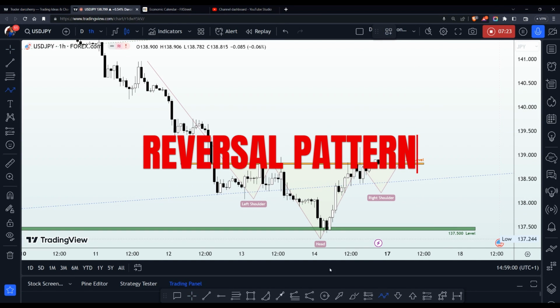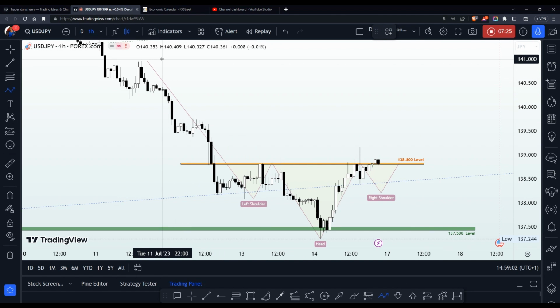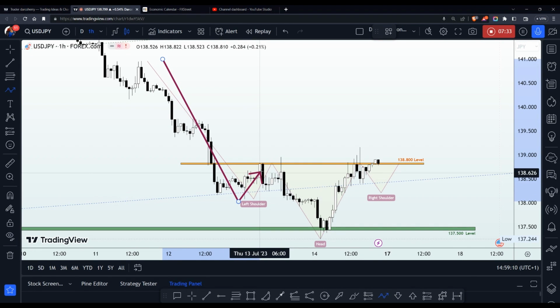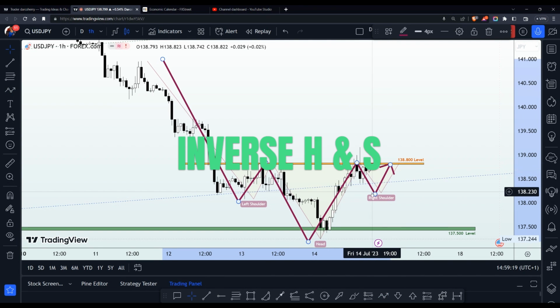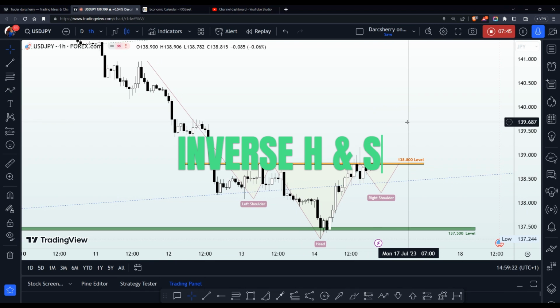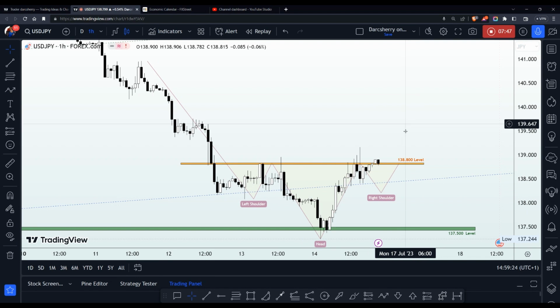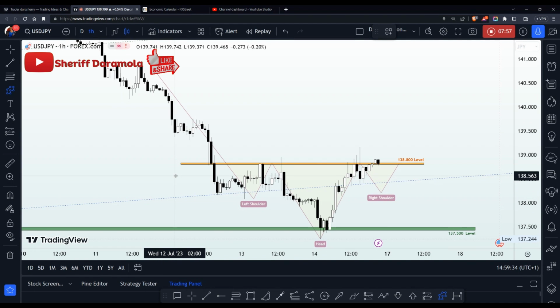And if you look at the structure here, after considering the impulsive move that brought price back into the 137.500 area, you will see that we have price action gradually transitioning into a reversal pattern in the form of an inverse head and shoulder pattern. And you know how we do it whenever we identify this kind of potential reversal move. The next thing we want to be doing is to identify the neckline, which of course we are going to be using to validate the potency of this reversal pattern.